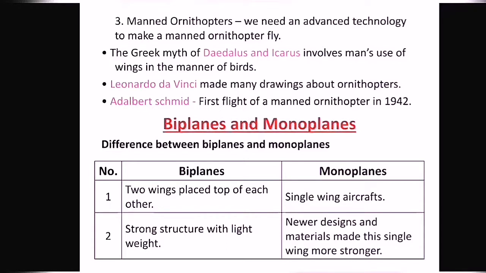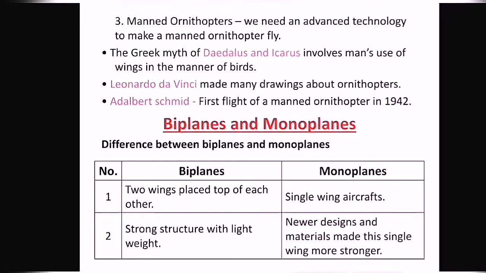And then the biplanes have a strong structure with light weight, meaning biplanes have two wings, right? So it is able to withstand the reaction of the air easily by using these two wings. So it only needs some simple lightweight material. There is no need for the strongest material, the heavyweight material.